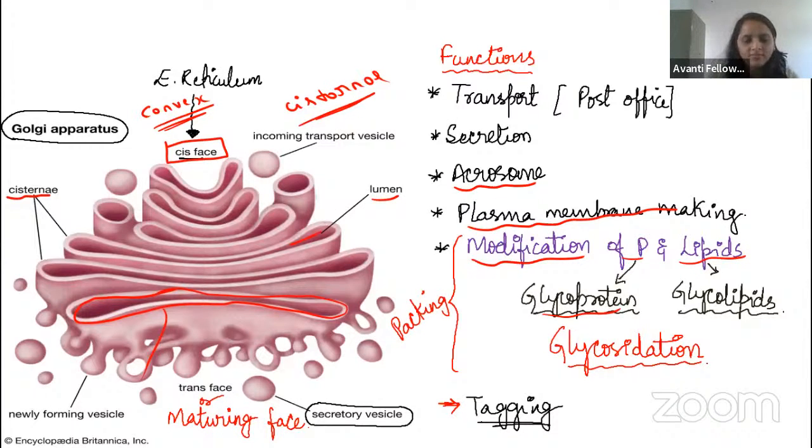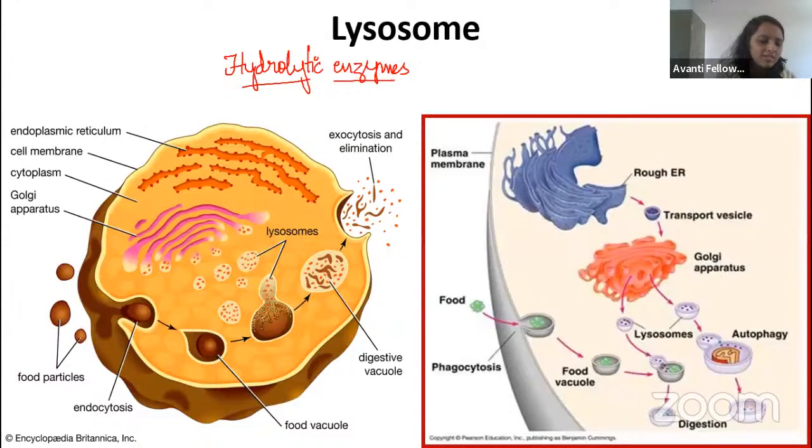One more thing you have to remember: the lysosome is also made from the Golgi apparatus only, guys. Okay, fine. Do you understand this, guys? Give me a thumbs up if you understood.